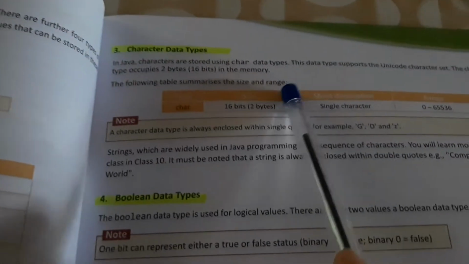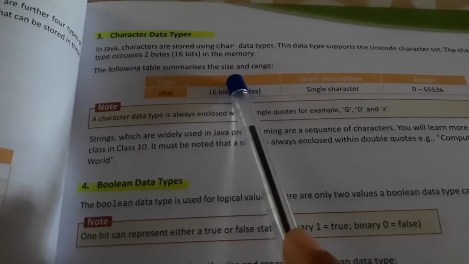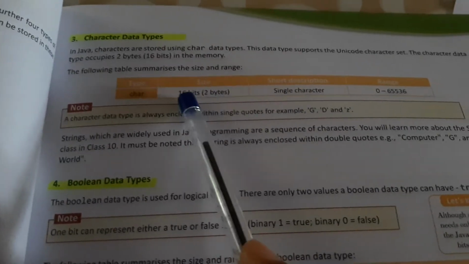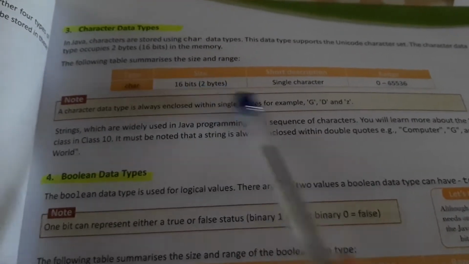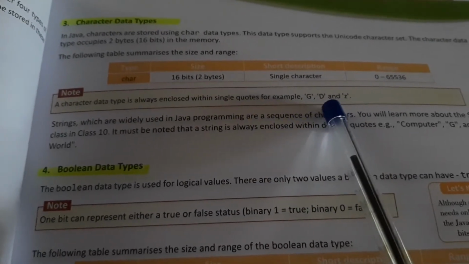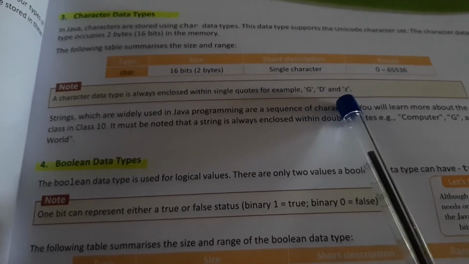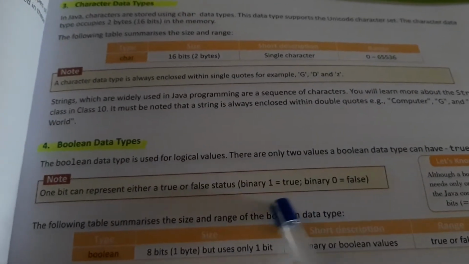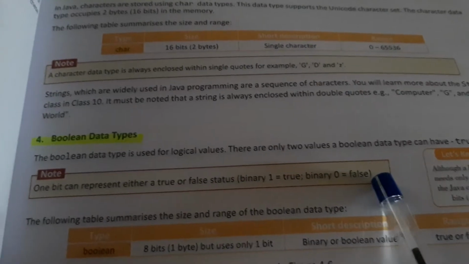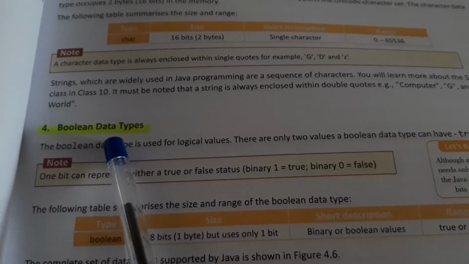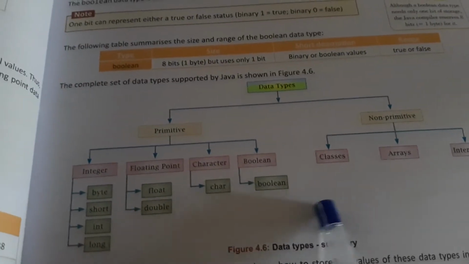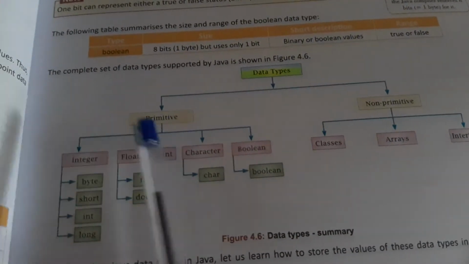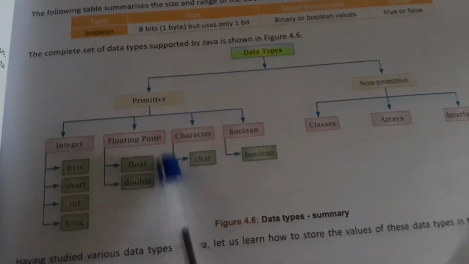Next is your character. What is a character? Any data that you are storing with single quotation marks. Can you see the example that is given here? G in single quotation, D in single quotation. So this kind of example we give for the character. Boolean: if you have to give the variable as true or false, then we state the data type as boolean. Now this is the exact chart that you can see here. Don't draw the other chart. You can draw this chart in your notebook.